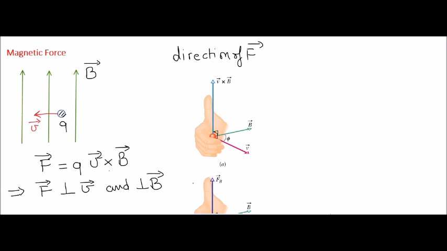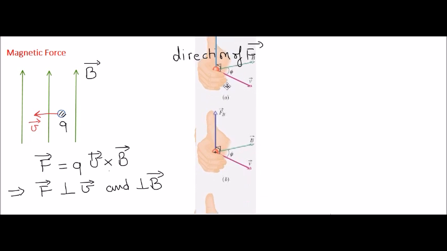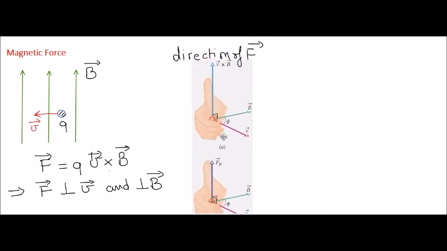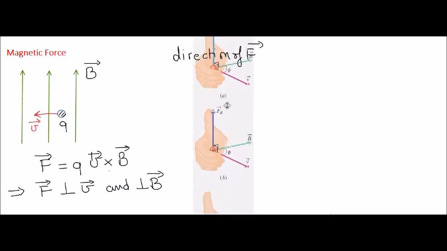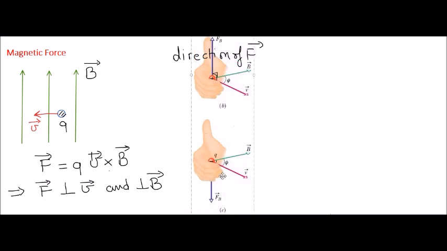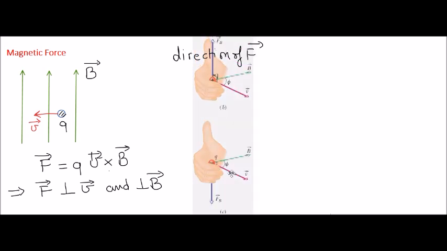Now, what is the direction of the force? Well, if you know the direction of V cross B, you will know the direction of the force. It will depend on the sign of the charge. If the charge is positive, the force is in the same direction as V cross B. If the charge is negative, the force is in the opposite direction.